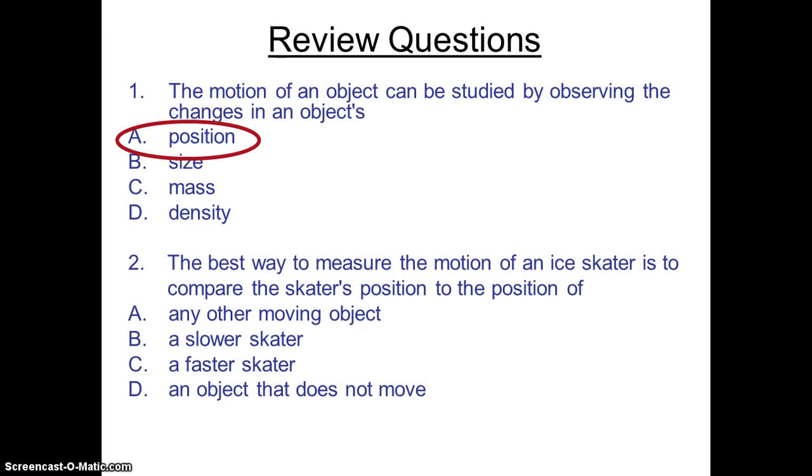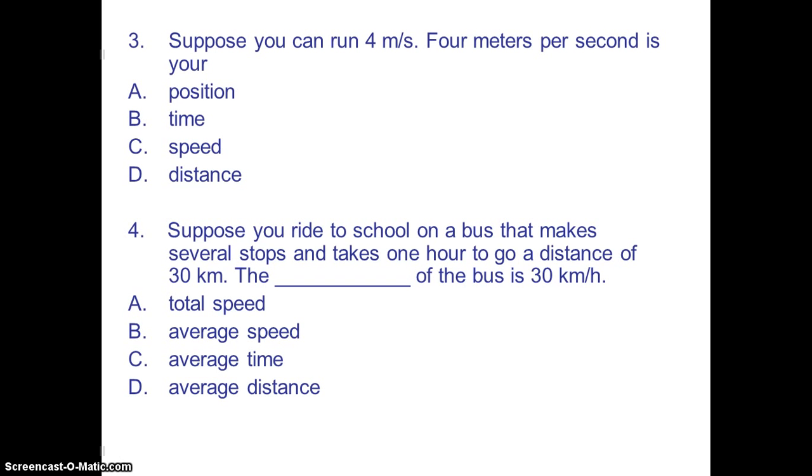If you chose letter A for the first question, you are correct. The answer for number 2 is D, an object that does not move. Questions 3 and 4. Suppose you can run 4 meters per second. 4 meters per second is your A, position, B, time, C, speed, D, distance. If you chose C, speed, you're correct.